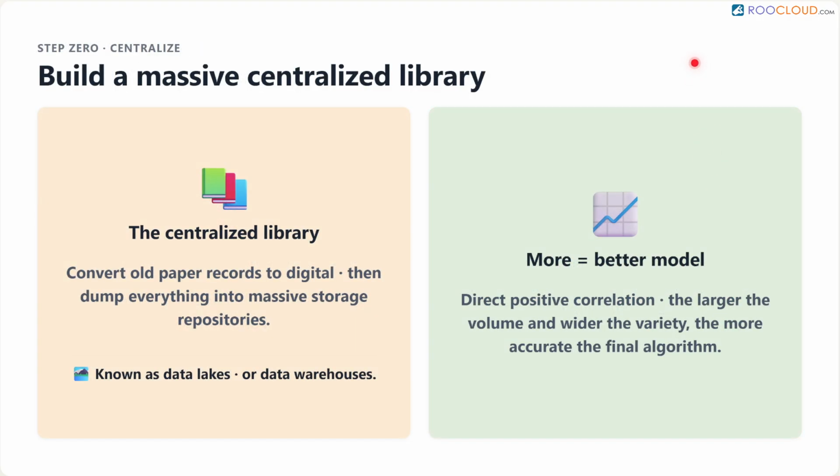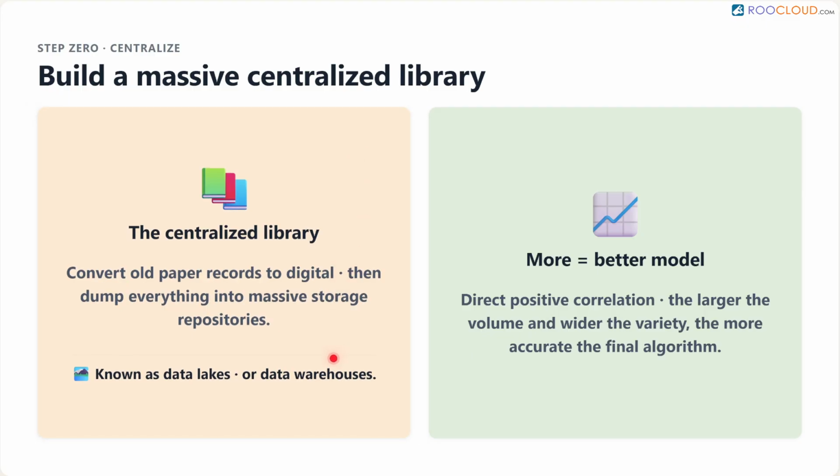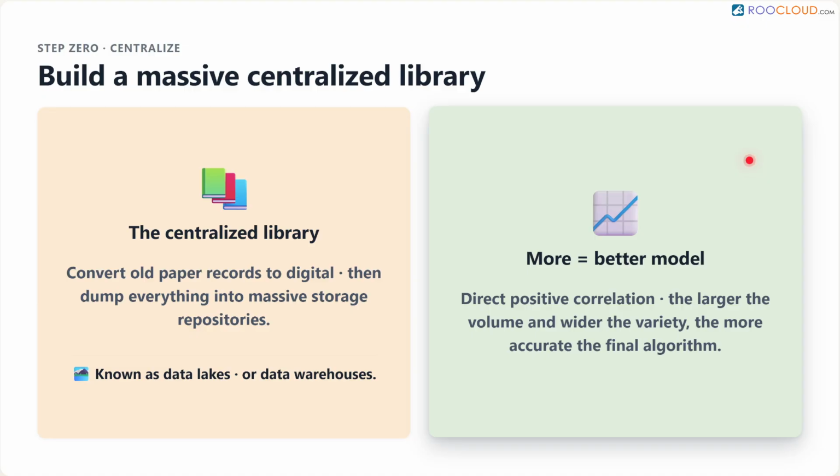Before a system can learn, an organization must gather the learning materials into a centralized location. Think of this like building a massive centralized library. Many organizations struggle initially to convert old paper records into digital formats, but once they do, they dump everything into massive storage repositories known as data lakes or data warehouses. There is a direct positive correlation here, meaning the larger the volume and the wider the variety of this collected information, the more accurate and highly performing the final algorithmic model will be.